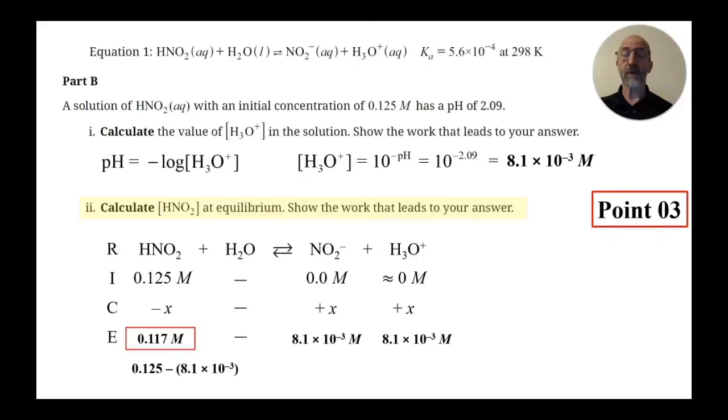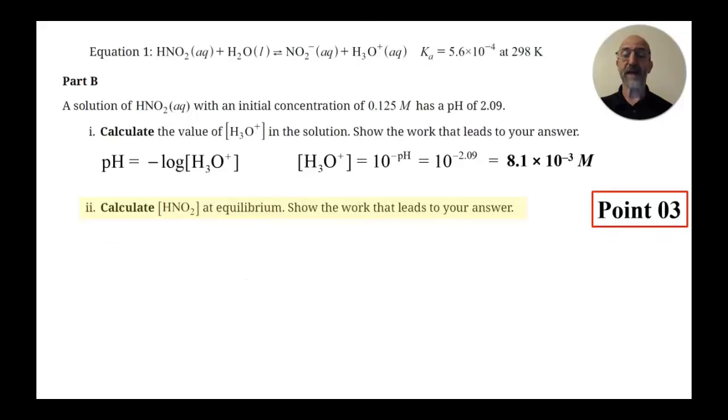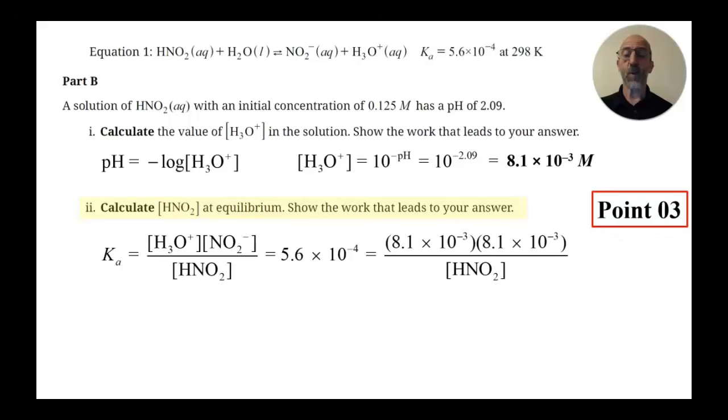Another possible setup would be, because we are given the Ka expression and the Ka value, then we can go ahead and just plug in everything we know except for the concentration of HNO2 at equilibrium. So in the numerator, that would be 8.1 times 10 to the negative 3 squared.